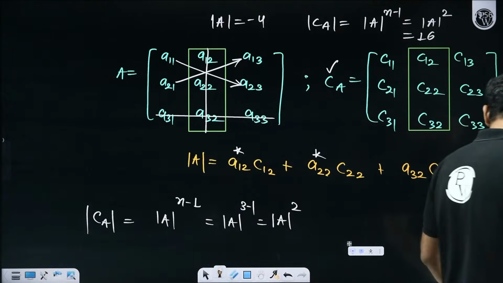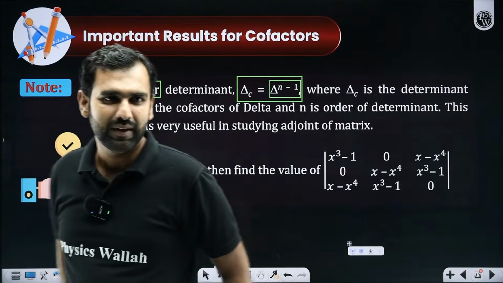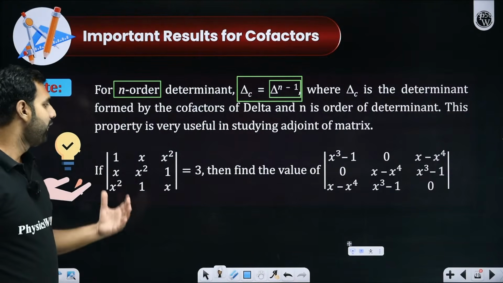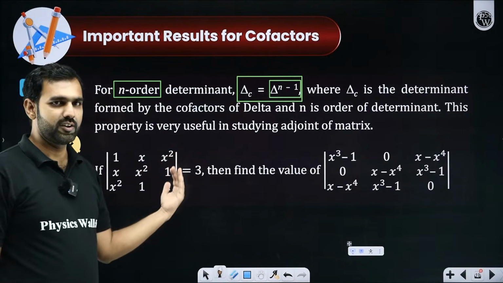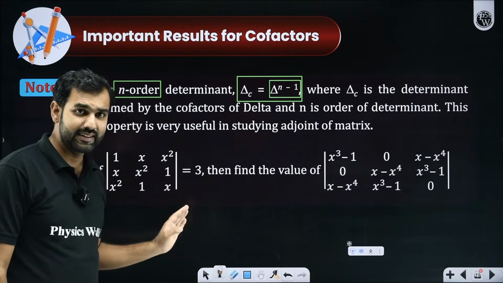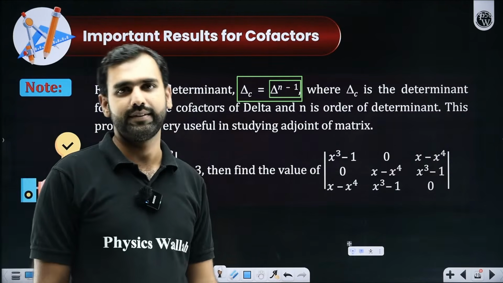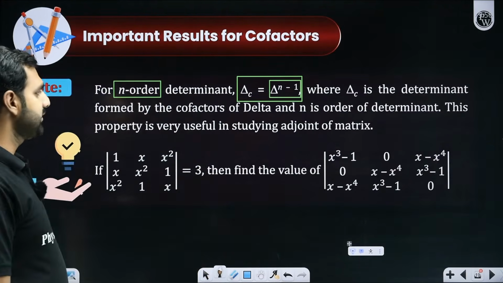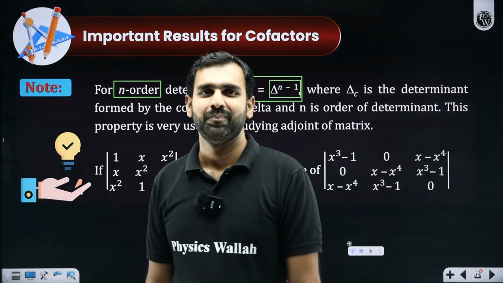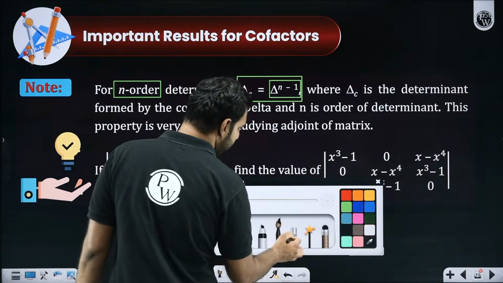And if you have gotten that clarity, can I ask you this question right now? Everybody, can you help me with the answer to this question? We are told that there exists a determinant with rows 1, x, x square; x square, 1, x square; 1, x, and its determinant is given as 3. Okay, that's great. And then I'm asking you the value of the determinant of this matrix.